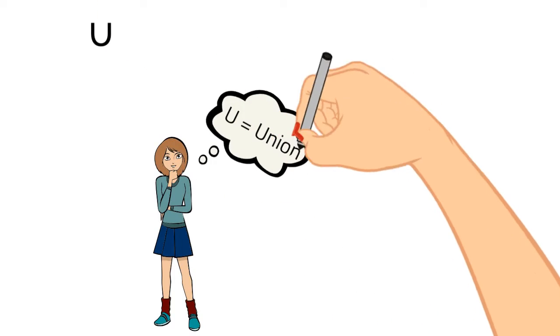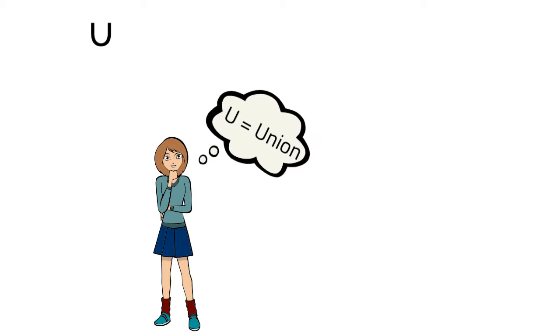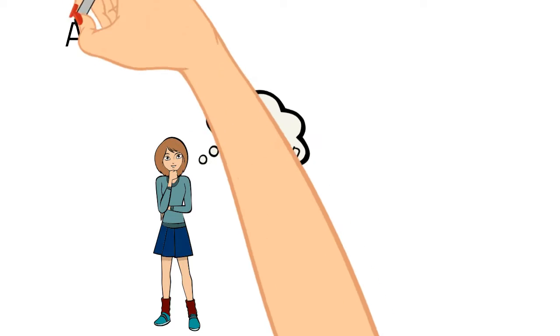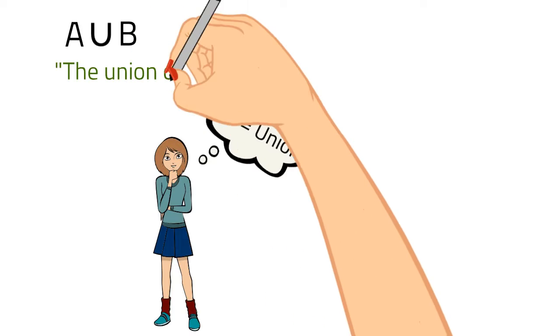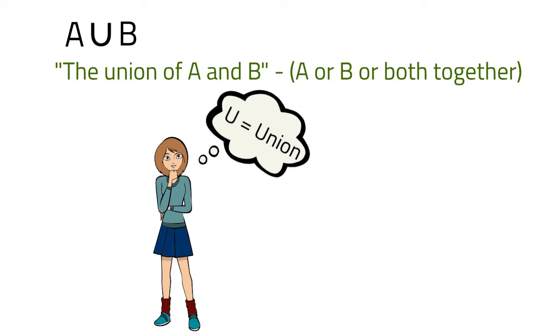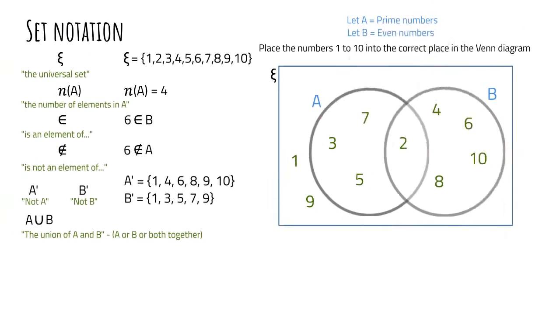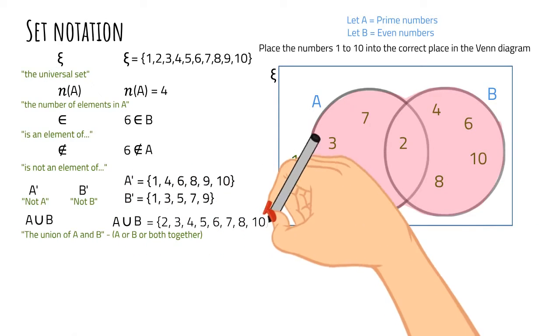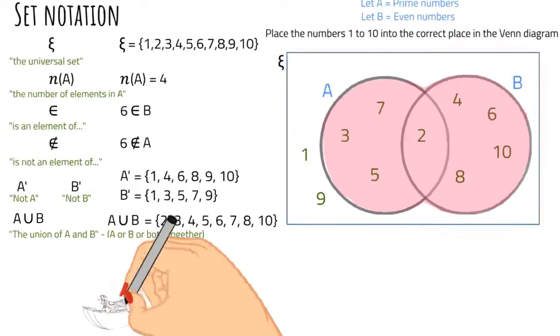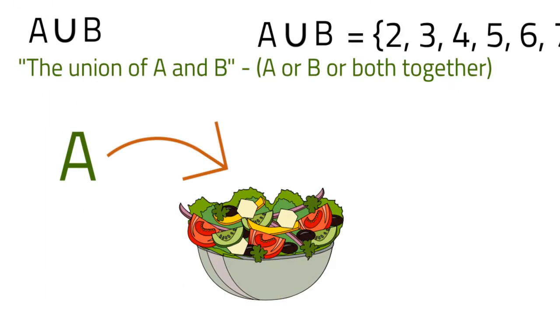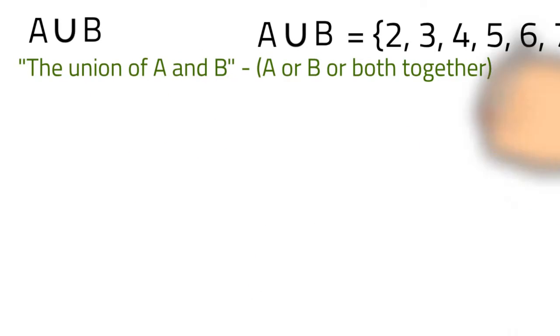Now for the tricky part. If you see something that looks like a U, you need to think U is union. And union doesn't mean anything without two things to go before and after it. So this means the union of A and B. Essentially, A or B or both together. If I show you this highlighted, it becomes very clear. I can have all of A, I can have all of B, and I can also have where they overlap. I like to see the symbol for union as a salad bowl. I can throw all of A in and I can throw all of B inside. It will hold both A and B.